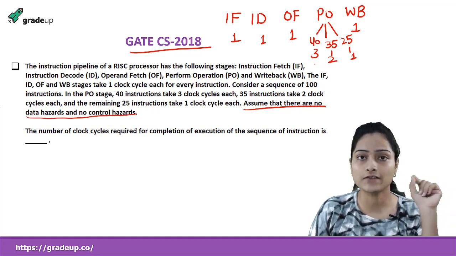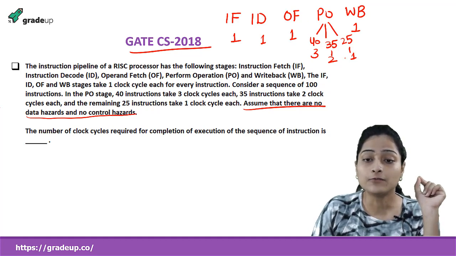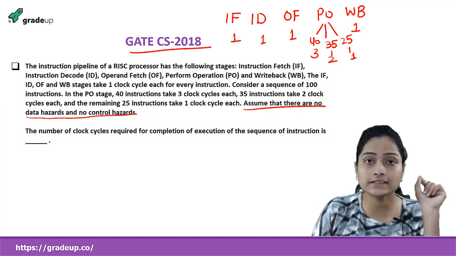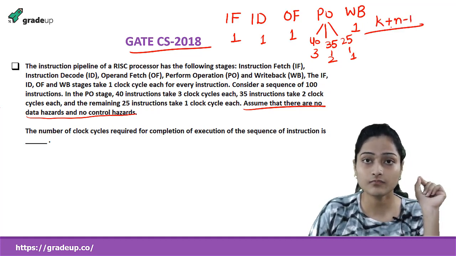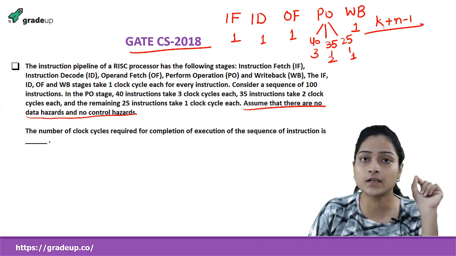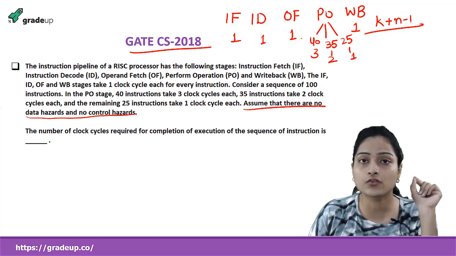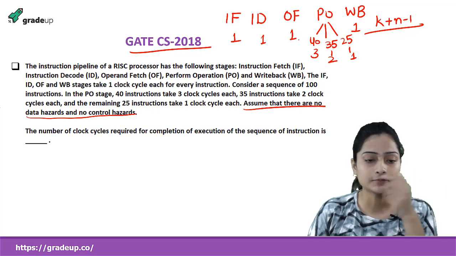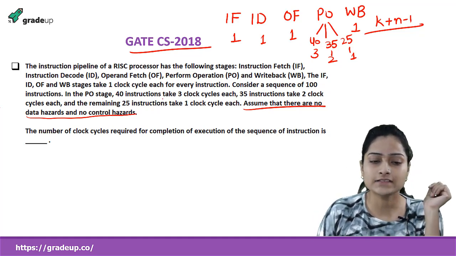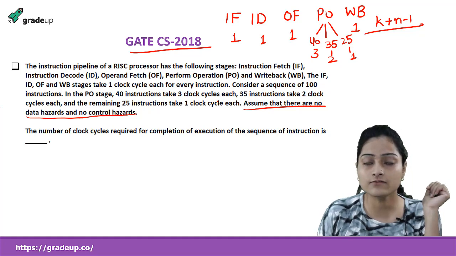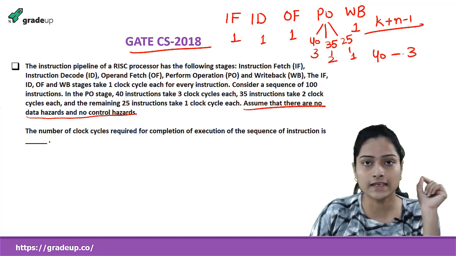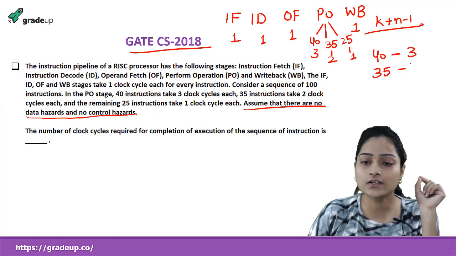The strategy which we have studied till now is that every stage takes only 1 cycle. Then we studied the formula k plus n minus 1 for n instructions and k stages in the pipeline. But now we have to observe what strategy we are going to follow. So let us see. These 40 instructions are going to take 3 clock cycles in PO. You have a sequence of 100 instructions. 40 take 3 clock cycles in PO, 35 take 2, and 25 take only 1 clock cycle.